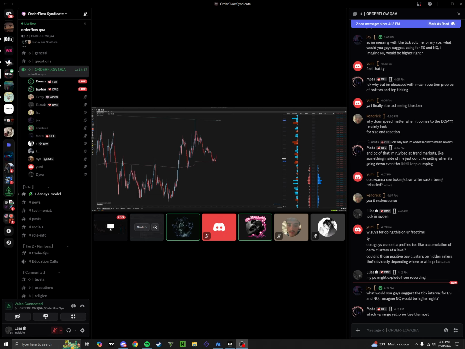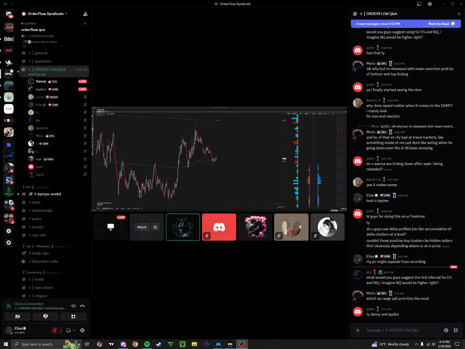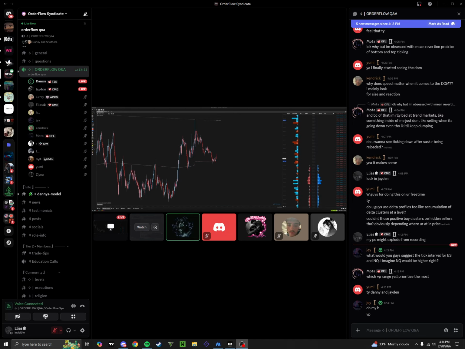Tick interval for what? Like tick interval for footprint or volume profile or TPO or DOM. There's a lot. I'll just do one on both.